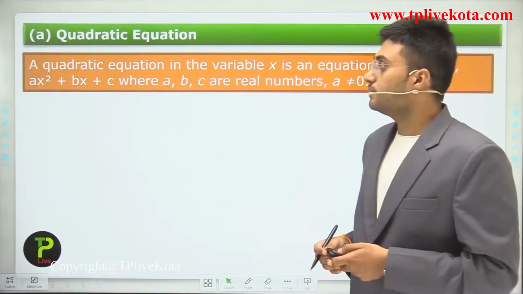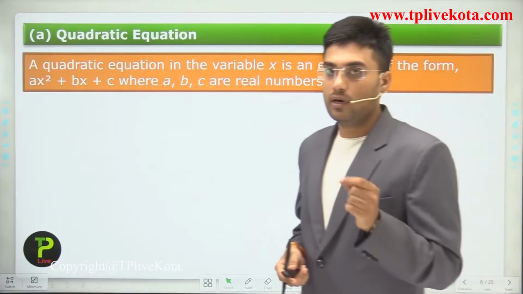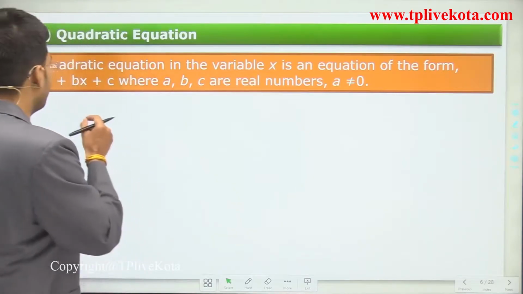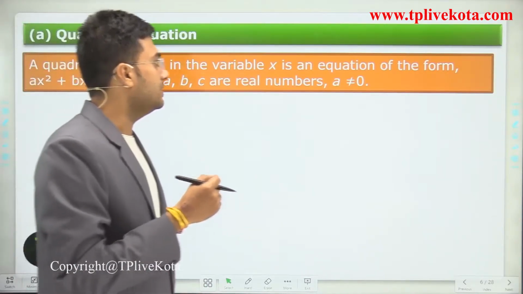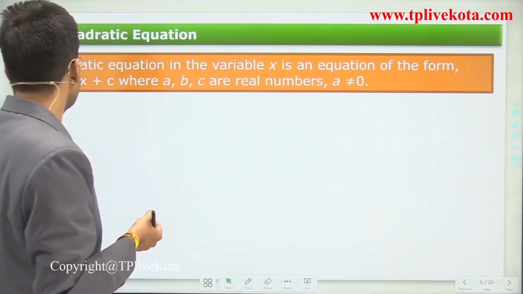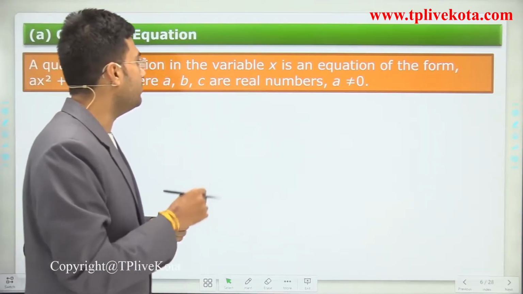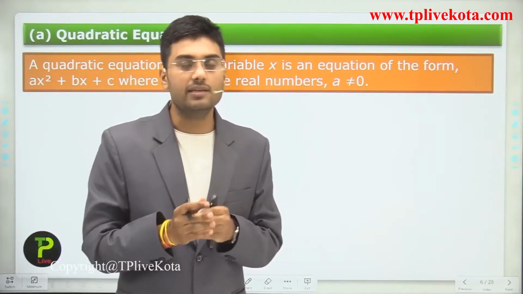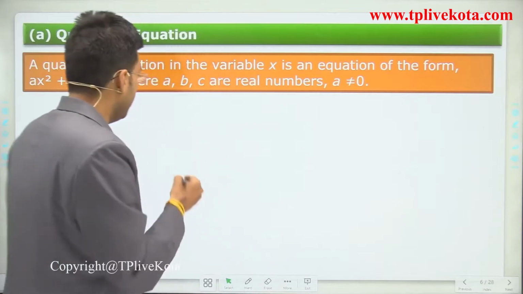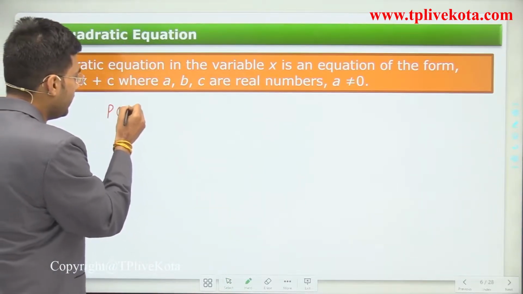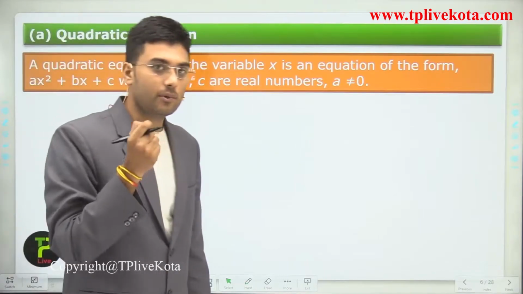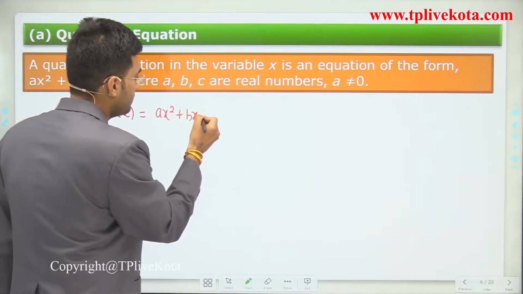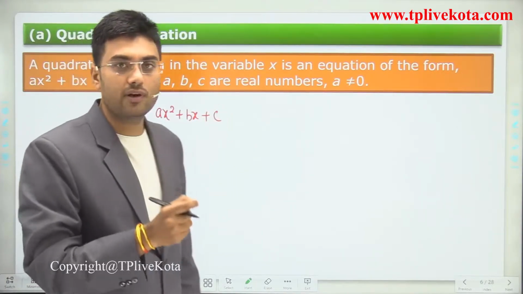So now let's talk about the quadratic equation. What is a quadratic equation? A quadratic equation in the variable x is an equation of the form ax square plus bx plus c, where a, b, c are real numbers and a should not equal 0. Students, as I already discussed, if we have a quadratic polynomial p(x), the standard form of the quadratic polynomial is what? ax square plus bx plus c. This is the standard form of a quadratic equation.